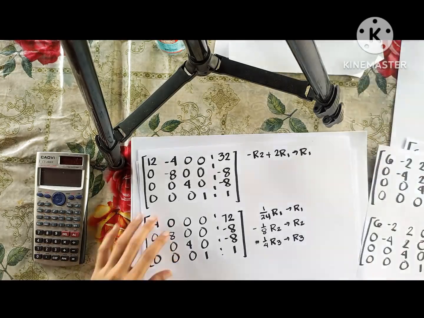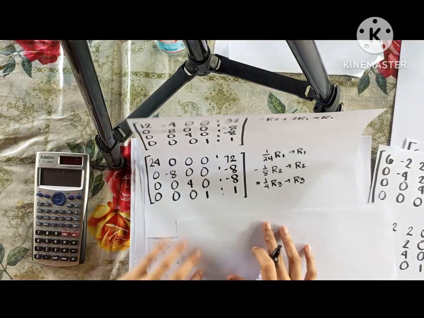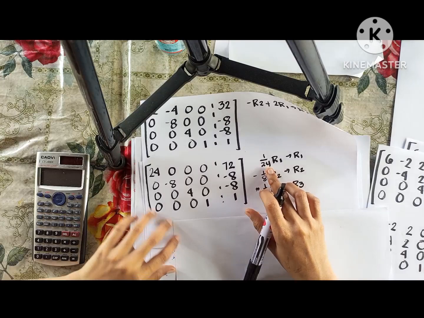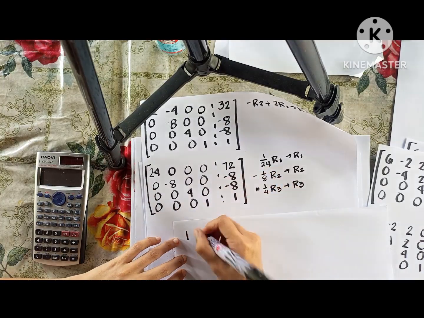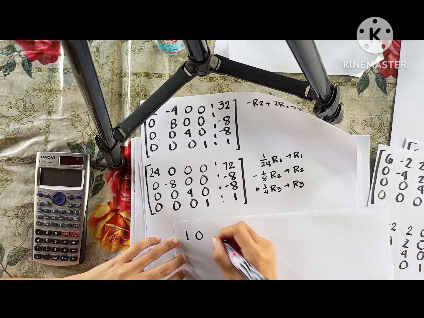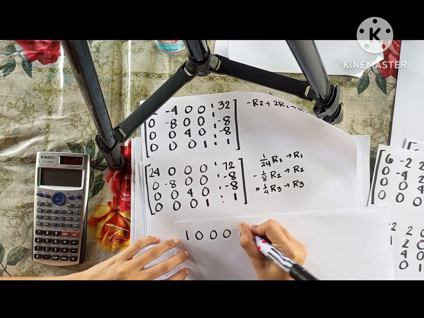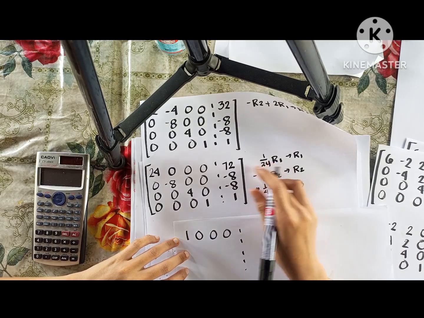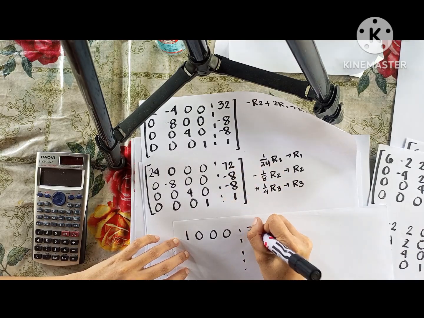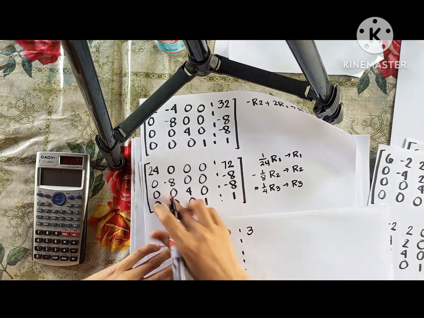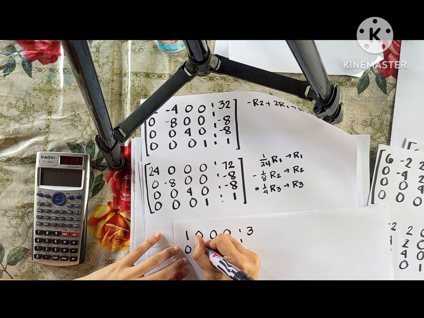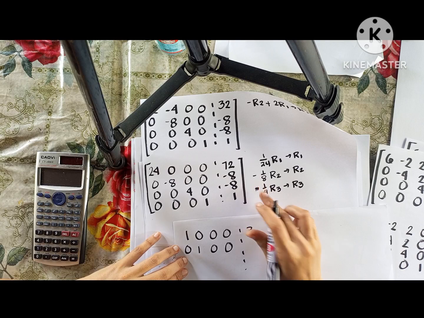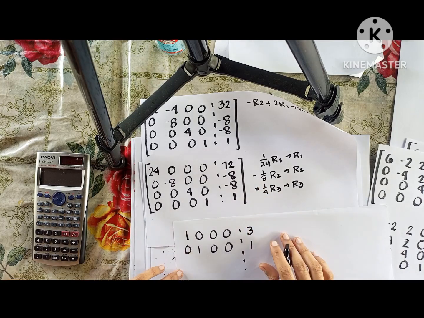So from that, we have here 1 over 24 times 24 is equal to 1. 1 over 24 times 0 is 0. Anything multiplied to 0 is equal to 0. So we have here 0, 0. Now 1 over 24 times 72, that is equal to 3. Next, negative 1/8 times 0 is 0. Negative 1/8 times negative 8, that would be equal to positive 1. Then 0, 0.